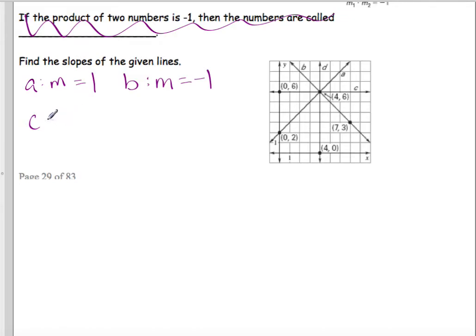Let's see, line C is this horizontal line. All horizontal lines have a slope of 0. And line D is this vertical line here. Anytime you have a vertical line, it's an undefined slope.